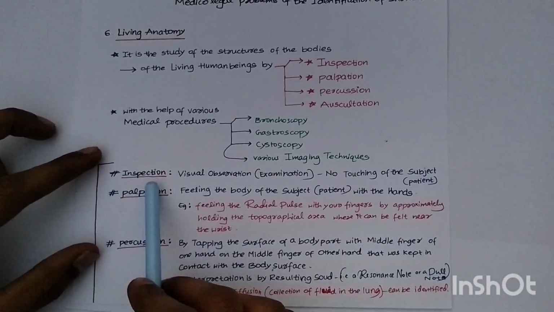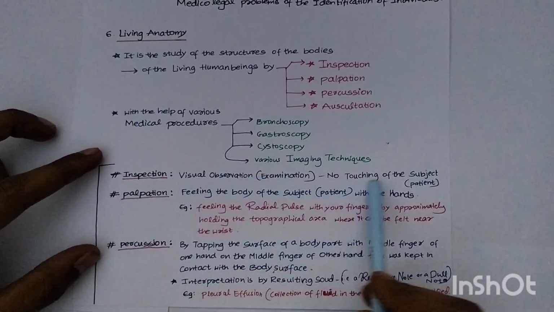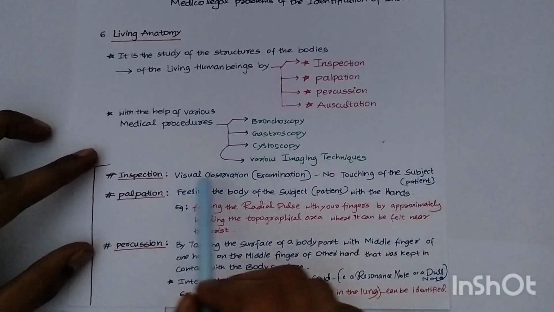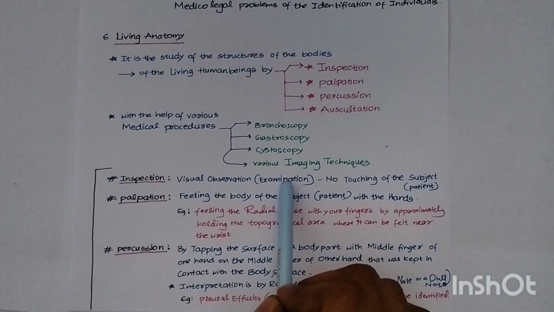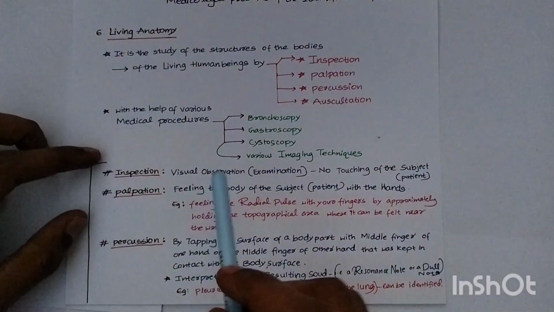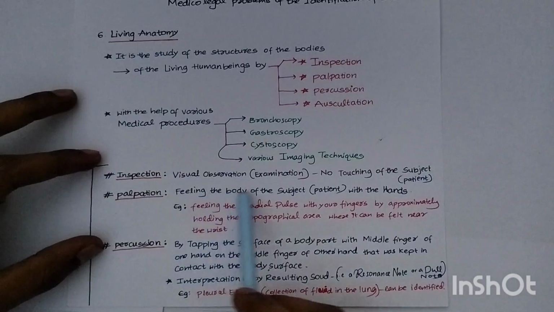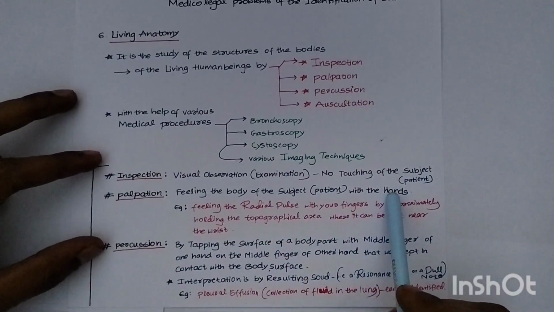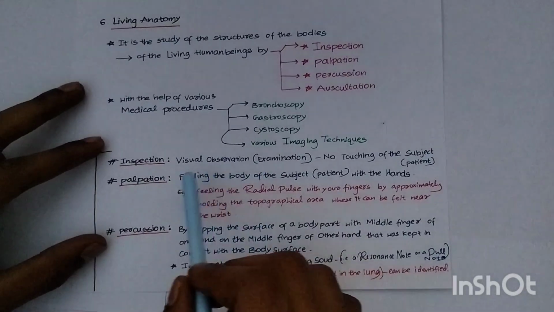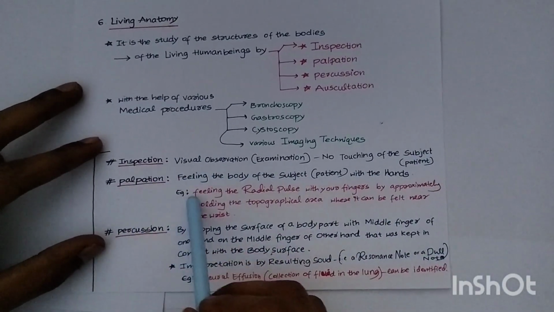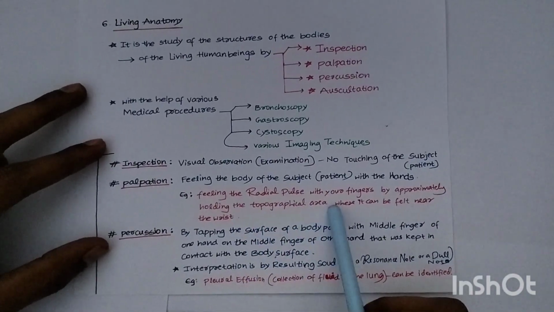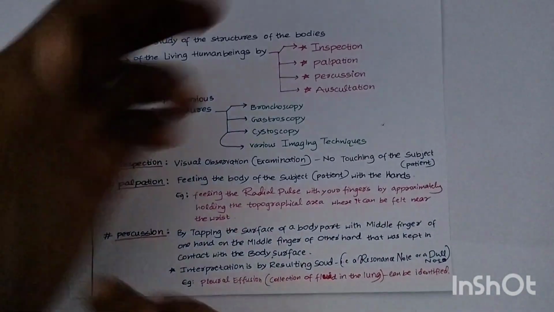So we'll study what is inspection: visual observation, examination, no touching of the subject. The subject here is the patient. You will not touch the patient, but you will examine through your visualization what changes the patient has undergone externally. So the palpation: feeling the body of the subject, the patient, with the hands. By touching the patient, you will get to know the examination of the body of the patient. So it is the palpation. Example, feeling the radial pulse with your fingers by approximately holding the topographic area where it can be felt near the wrist, like this.